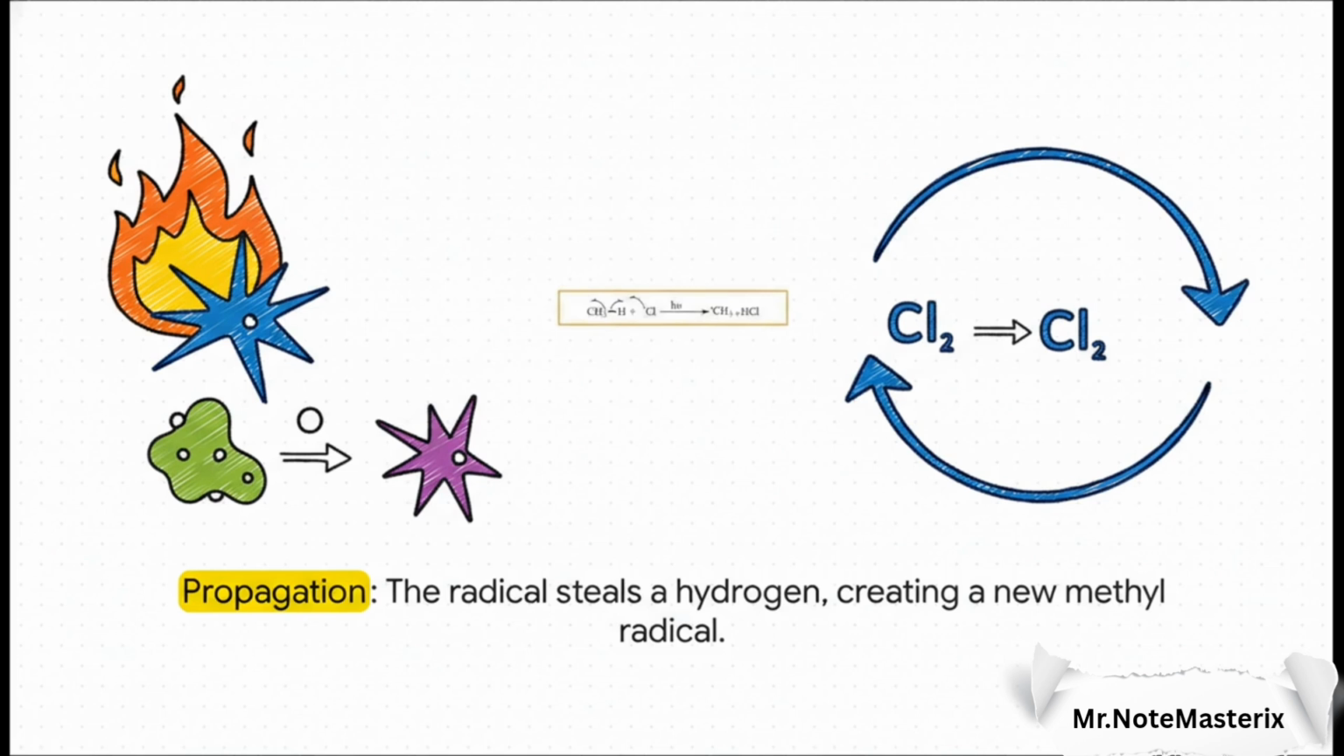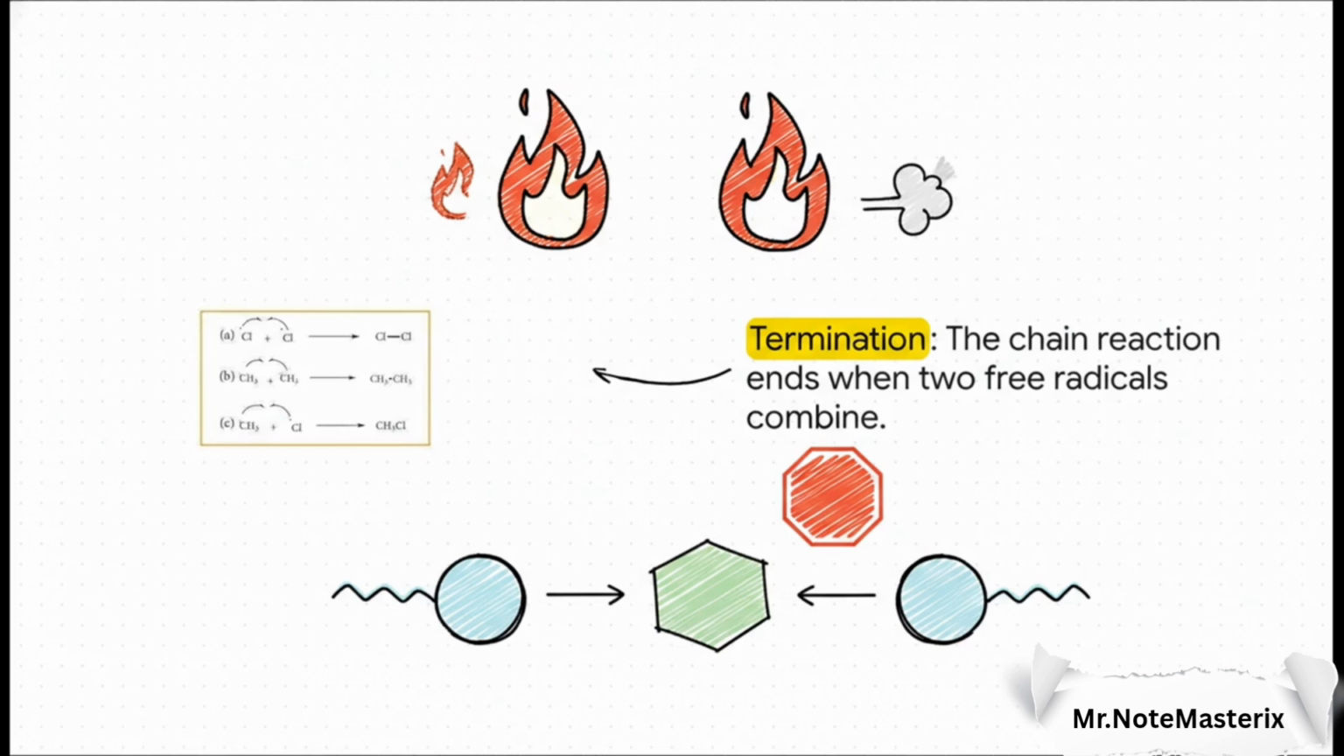A chlorine radical slams into a methane molecule and just rips off a hydrogen. That creates a new radical, a methyl radical. This new guy then goes and attacks another chlorine molecule, and the cycle just keeps going and going and going. It's a cascade of chaos. So how does all this chaos finally stop? Well, it's called termination.